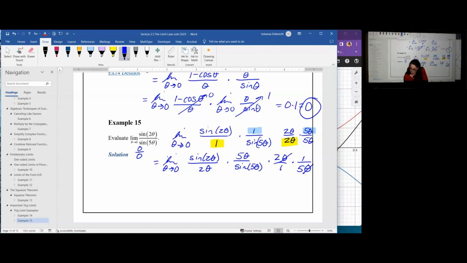This goes to 1, this goes to 1. So I end up with 2/5 times the limit as, well, 2 theta goes to 0, of sine of 2 theta over 2 theta. Remember, as theta goes to 0, 2 theta goes to 0, times the limit as 5 theta goes to 0, because as theta goes to 0, 5 theta goes to 0, of 5 theta over sine of 5 theta. And that means this goes to 1, this goes to 1, and I get 2/5.